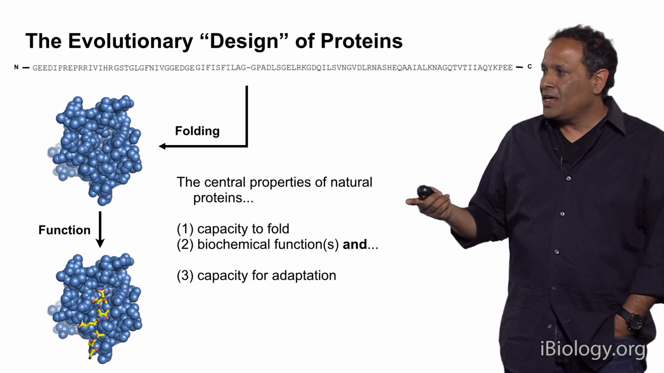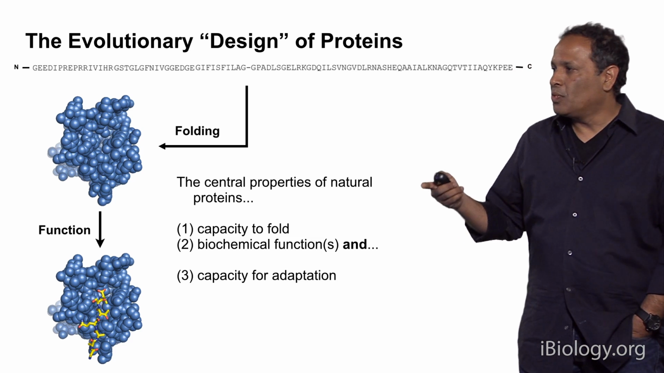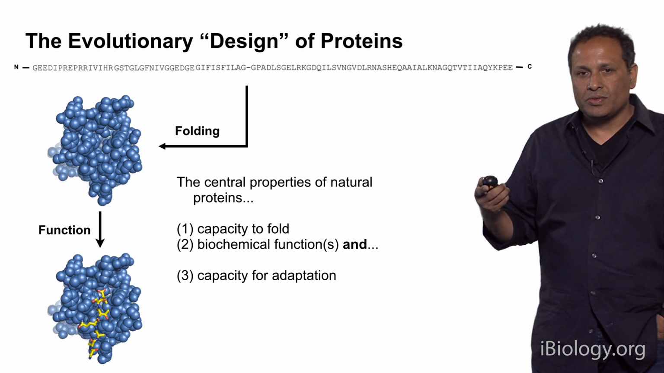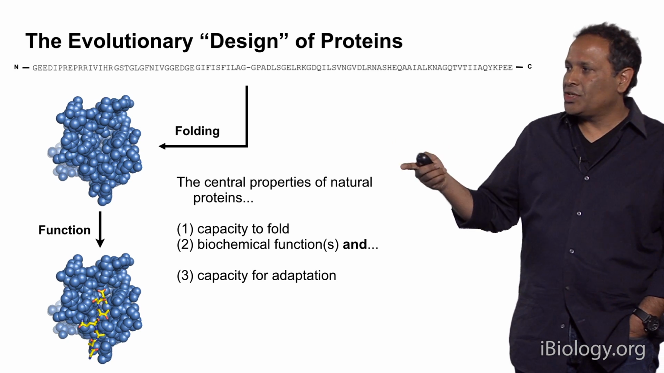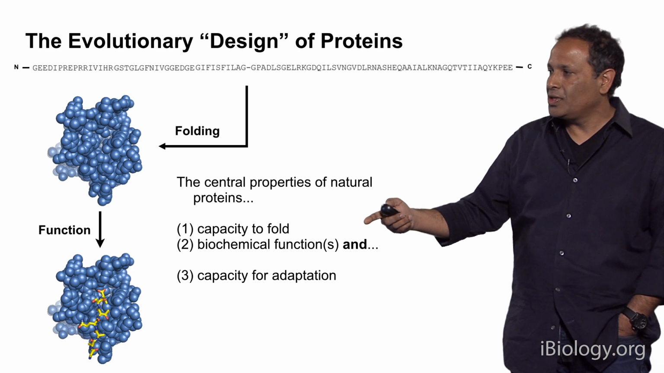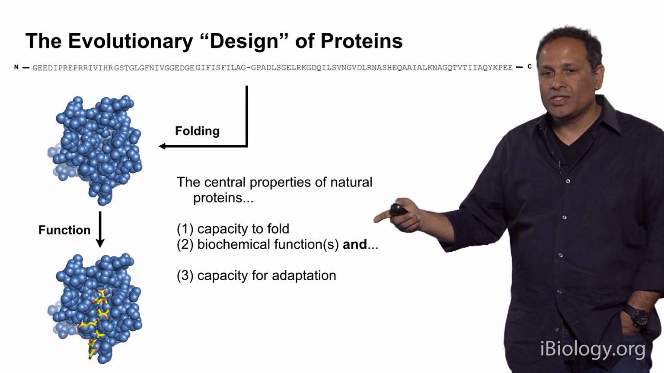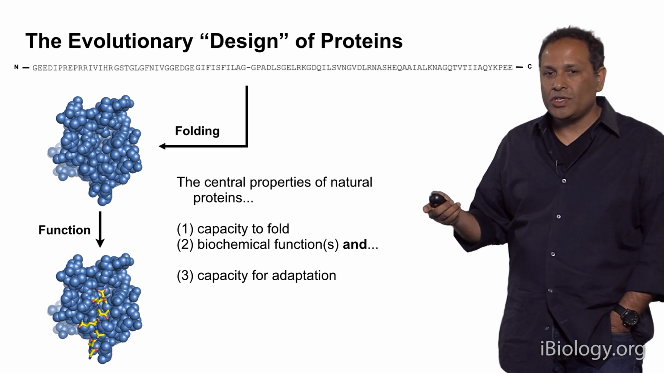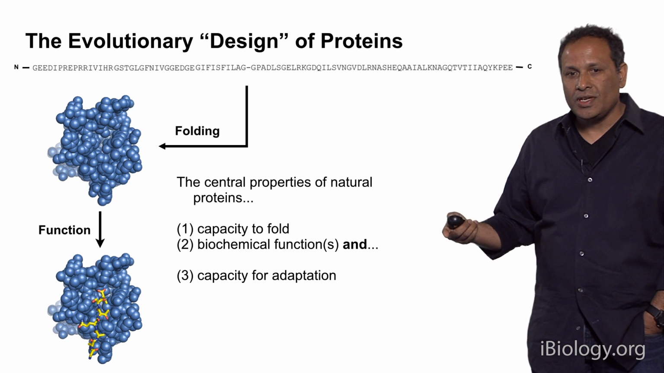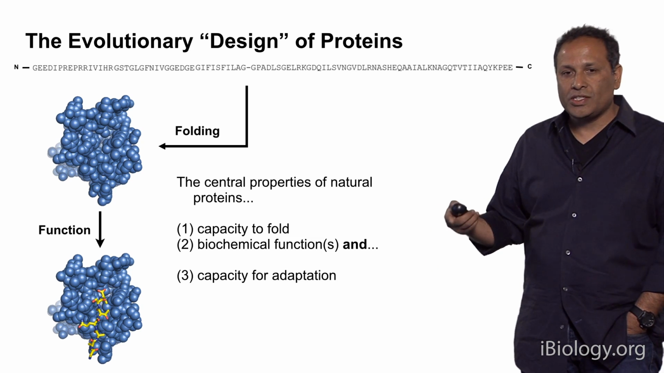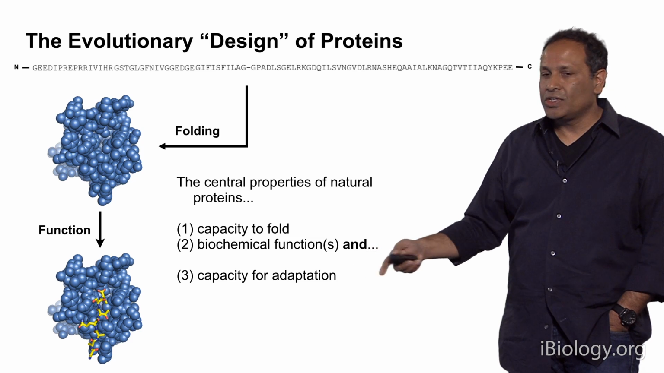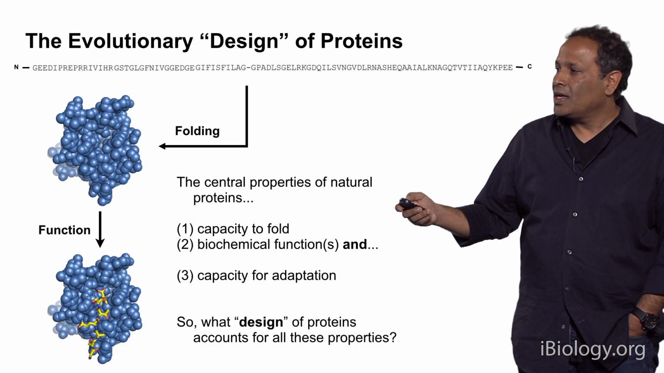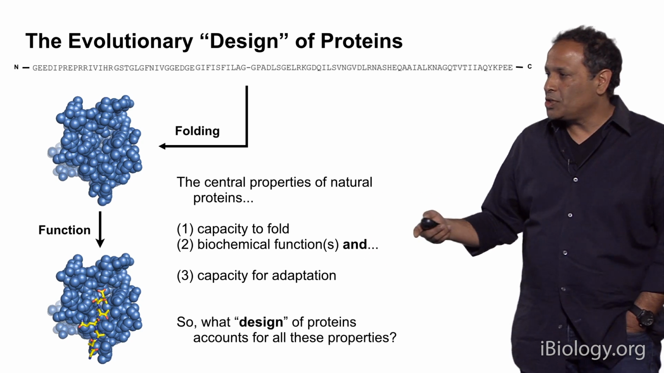So fundamentally, the question is the nature of this information encoding problem. What information in the sequence, what constraints on amino acids and in principle interactions between amino acids is necessary and sufficient to produce these properties of proteins, the capacity to fold, the capacity to carry out biochemical activities? And I want to point out that natural proteins have to do in principle more than just fold and carry out biochemical functions. They have to be possible through the process of evolution and have the capacity for adaptation, to evolve to new functions when the nature of the fitness function demands it. So we're interested in understanding what design of proteins accounts for all of these properties.